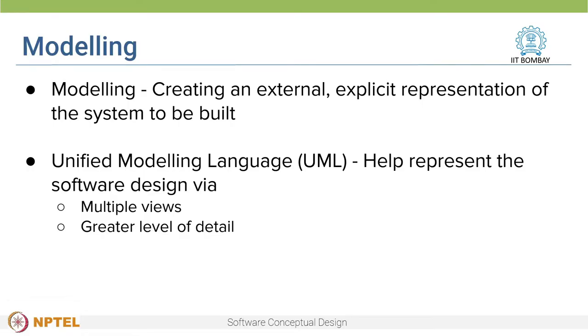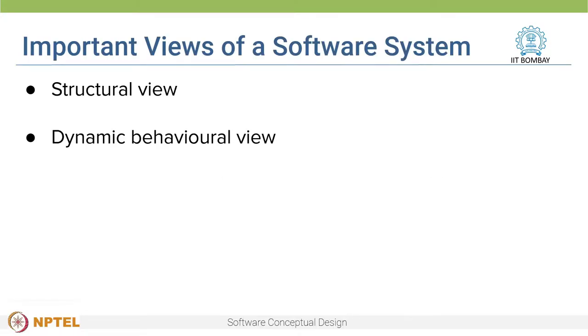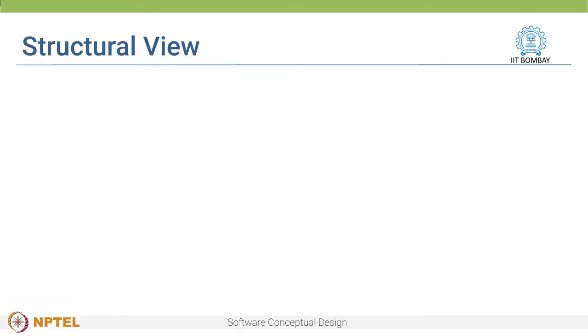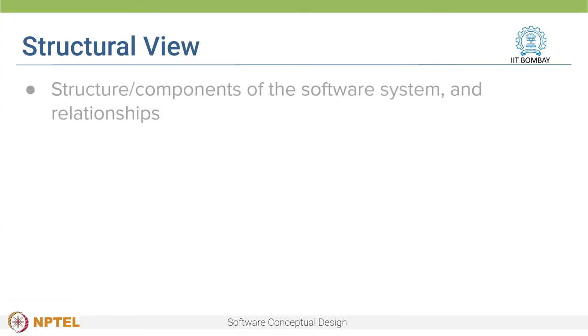Let's look at what these views are. Two important views of a software system are the structural view and the dynamic behavioral view. So, what is the structural view? The structural view defines the structure of the software system. They describe the things in the system and their relationships to other things.